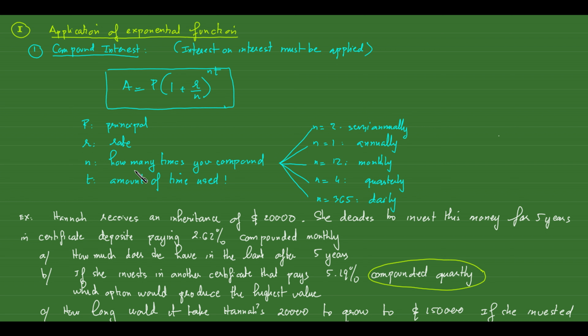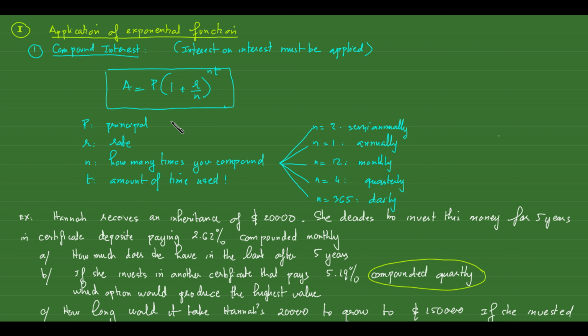Okay, and n tells you how many times you compound, and t is the amount of time you keep that investment. So the bigger the n value, the bigger the A value.